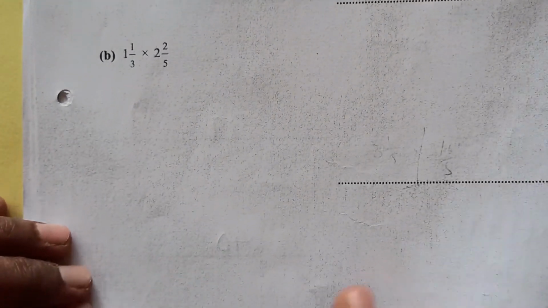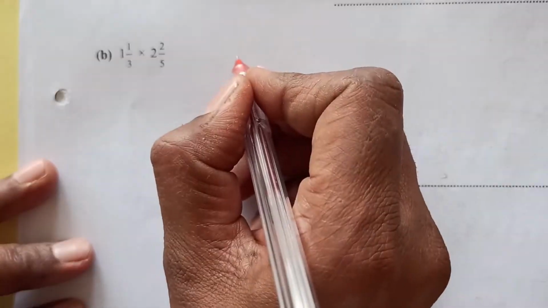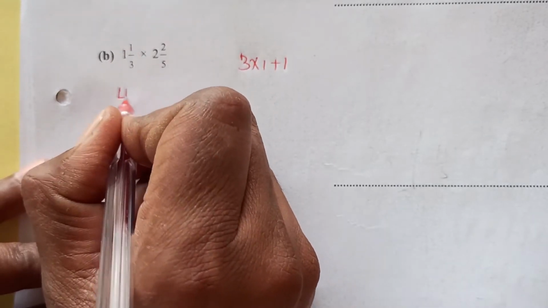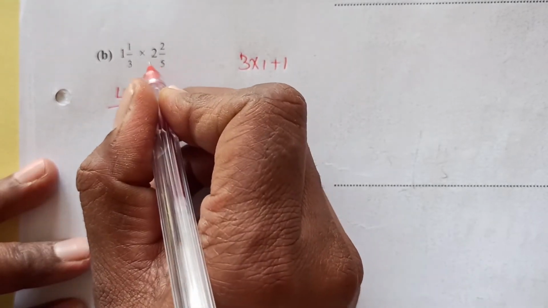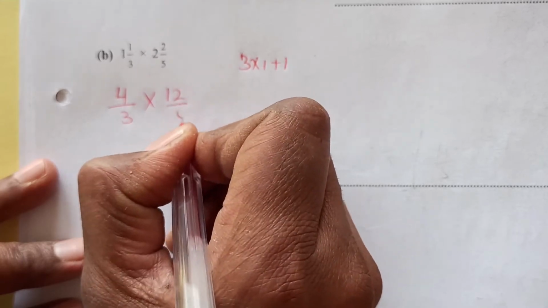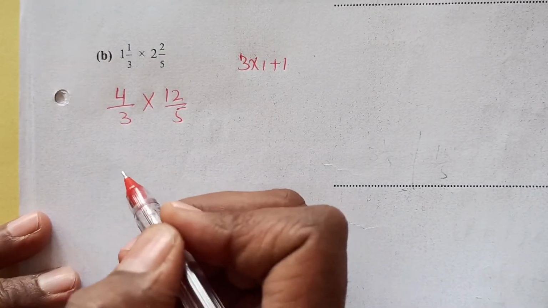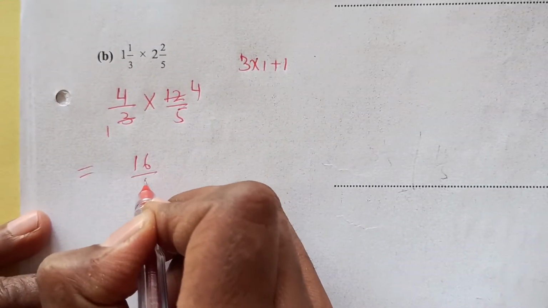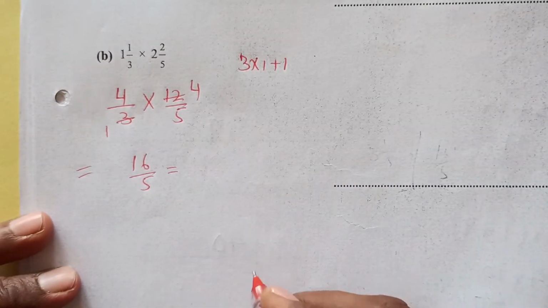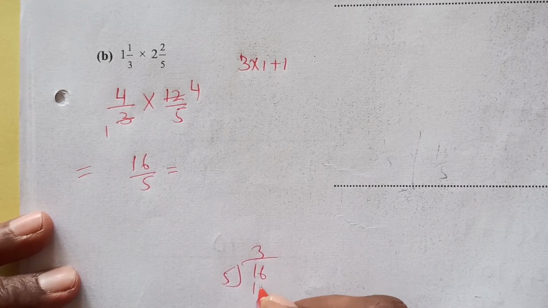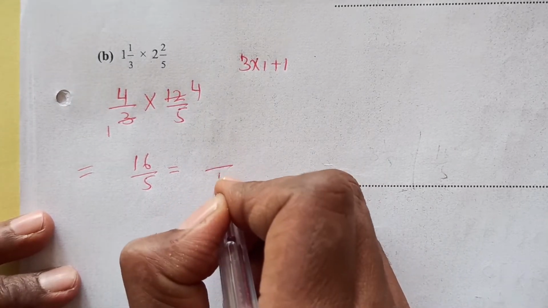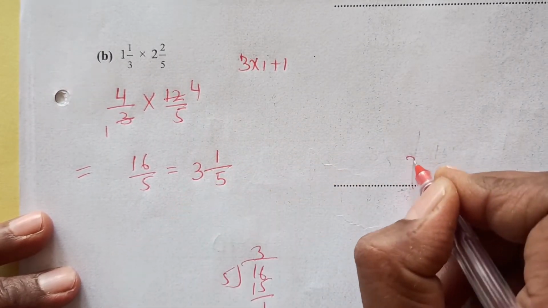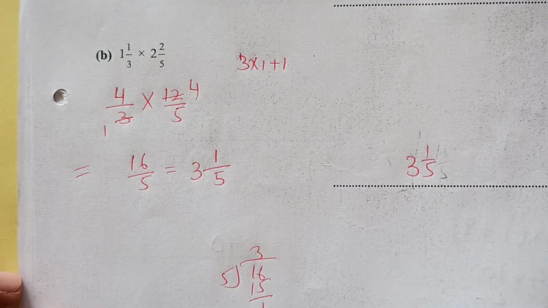Okay. Now next we have 1 times 3. So 3 times 1 plus 1, which is 4 over 3, and 5 times 2 is 10, plus 2, 12 over 5. Is there any further simplification? Yes, it is possible. 3 times 4, so 4 times 4 is 16 over 5. So 16 divided by 5. 5 times 3 is 15. So the denominator remains the same. The remainder goes here, divisor 3, 1 over 5.